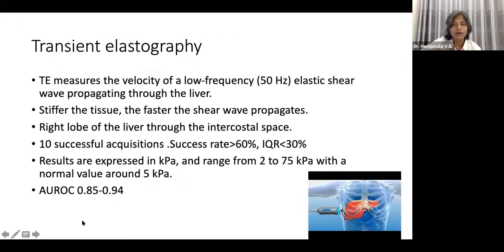I am not going into the details of transient elastography. If anybody wants to know about it, we'll talk about it later. Basically, a special probe is used and a shear wave is used, and the speed at which it goes through the liver is measured. So if it is a stiff liver, the values will be higher, and a stiff liver is a fibrotic liver. That's how it is used.